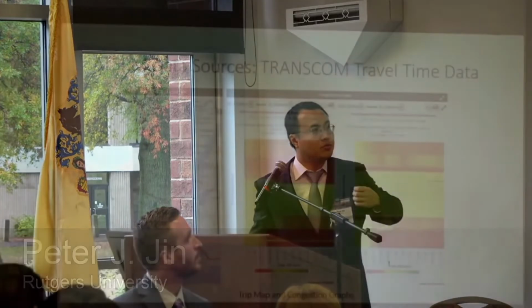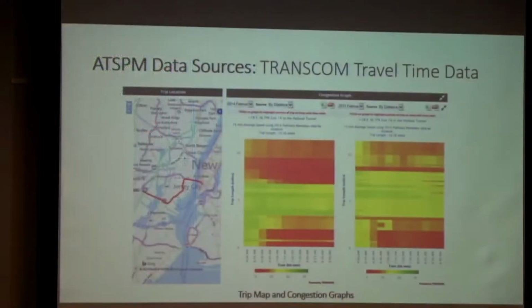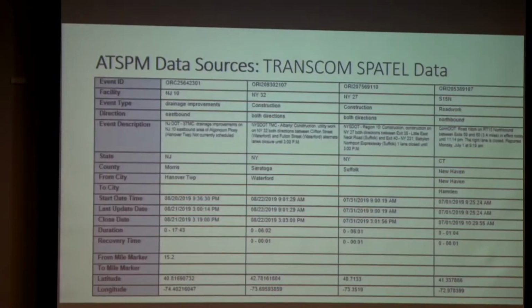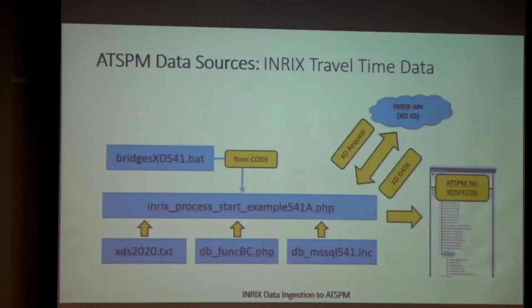So this is just to show you some example data sets we have for travel time information from Transcom. This is a very useful tool that essentially helps you identify performance issues over a corridor. This is some of the detailed event data we explored. And this is the data source for INRIX travel time data.